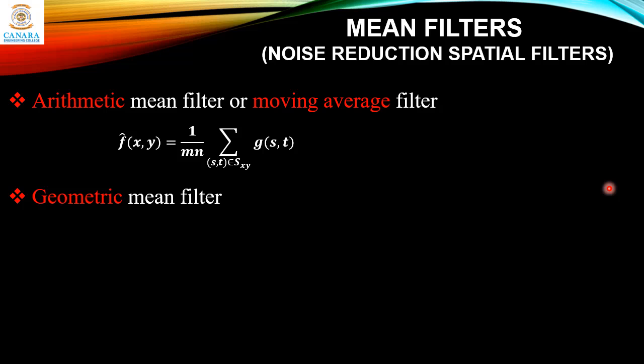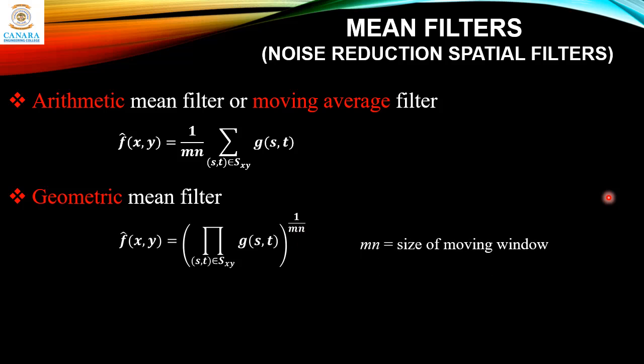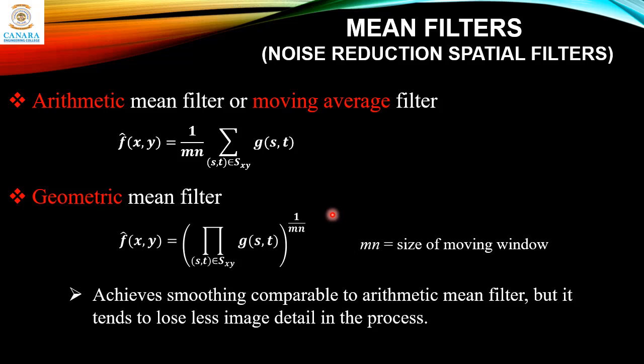Then another mean filter we can have is the geometric mean filter, given by this equation: f cap of (x,y) equal to the product of g(s,t), raised to 1 by mn. This pi symbol is for multiplications, whereas summation is for additions. And mn is the size of the moving window. This geometric mean filter achieves smoothing comparable to the arithmetic mean filter, but it tends to lose less image detail in the process. We'll see that with an example.